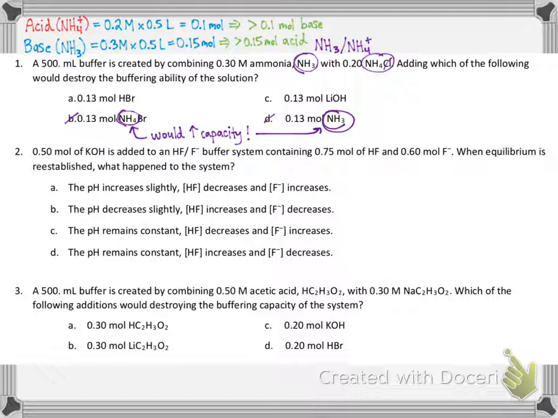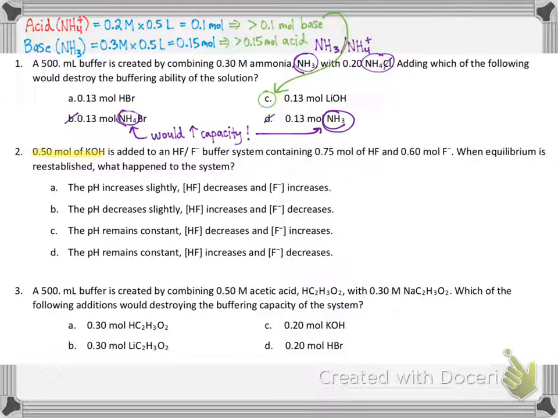So now we just compare these values to the values given. Notice I had 0.13 moles of an acid and 0.13 moles of a base. Well, I can handle 0.13 moles of an acid, but I cannot handle neutralizing 0.13 moles of a base. So it must be adding the lithium hydroxide that would destroy the buffering capacity. If you haven't tried the last two yet, you should, and then unpause the video when you're ready to check your answer.